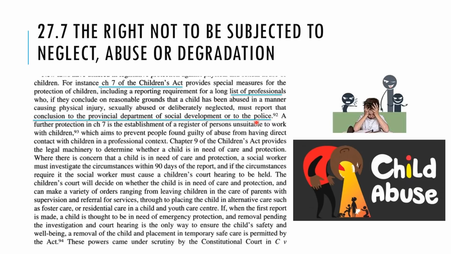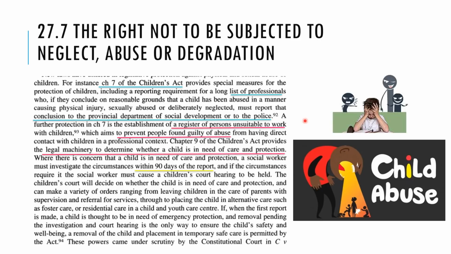An example of these professionals would be educators, so teachers, kindergarten teachers. Doctors, for example, also have a legal obligation to report any type of abuse. Also in Chapter 7 is the establishment of a register of persons unsuitable to work with children. This aims to prevent people found guilty of abuse from having direct contact with children. So, let's say a teacher is found guilty of abuse, that means that they will not be able to work with children directly again. Then in Chapter 9 of the Children's Act, legal machinery is given to determine whether a child is in need of care and protection.